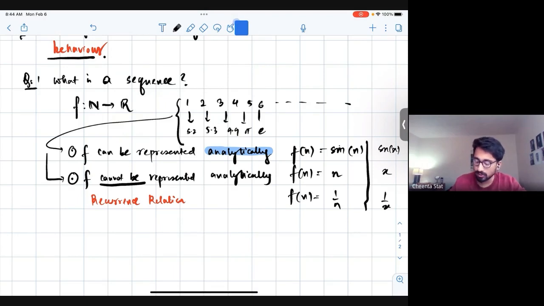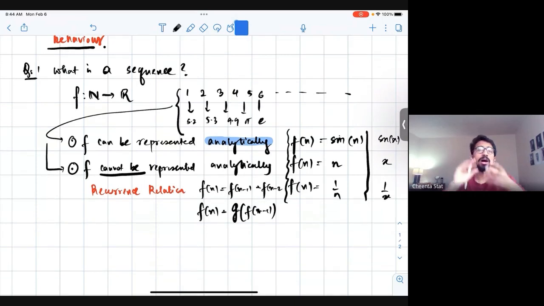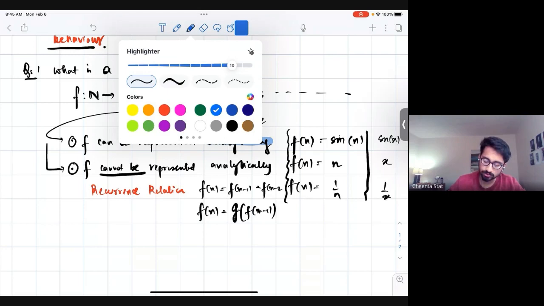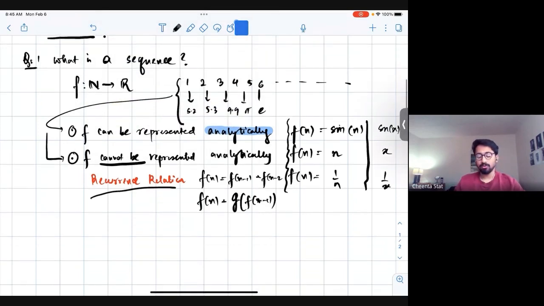For example, the Fibonacci series: f of n equals f of n minus 1 plus f of n minus 2. Or f of n is equal to some g of f of n minus 1, where g is known. Essentially, it's about how all those individual terms are related around each n. This is called a recurrence relation, okay? This is very important to know because most of the problems in your exam will be based on this recurrence relation. So remember this. We will learn more about this.